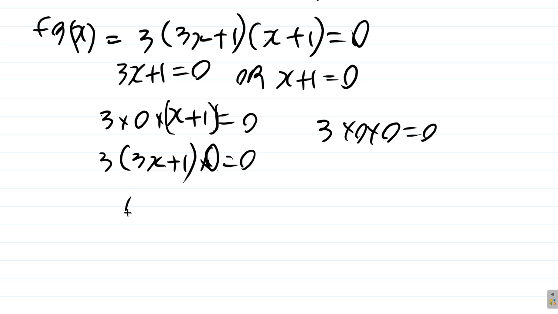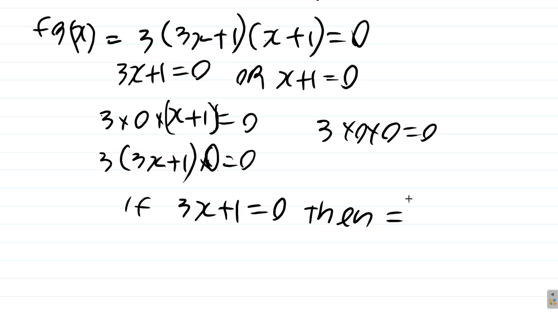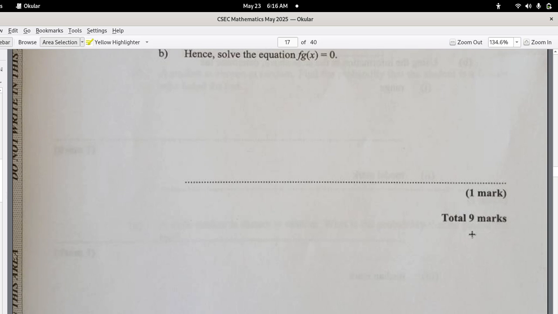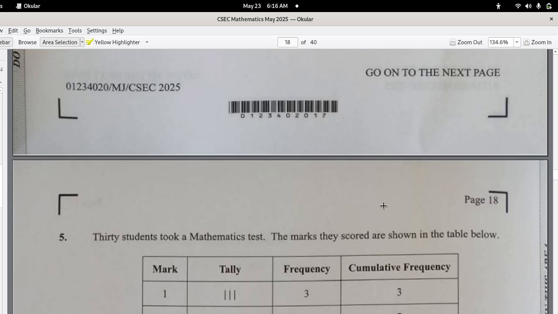Now, if it is the case that 3x plus 1 equals 0, then if you work it out, subtract 1 from both sides and divide by 3, you would have x equal to negative 1/3. You see that? And if it is the case that x plus 1 equals 0, then x would be negative 1. Alright? So that is it for question 4.